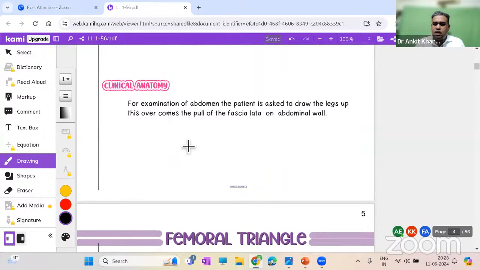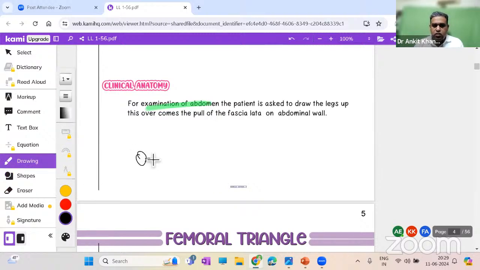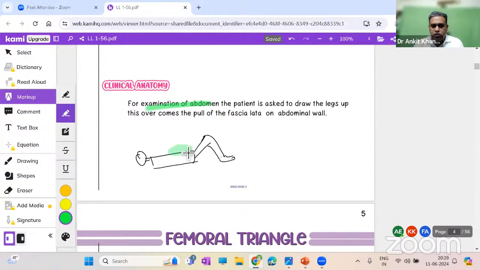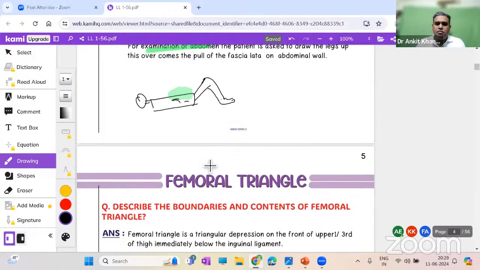Let's see the clinical anatomy of it, and how you're going to test it. You can write that if you want to examine the abdomen, you ask the patient to flex the hip and the knee so that the deep fascia of the thigh is relaxed, and you can easily examine by deep palpation of the abdomen. The person is lying down supine, and you ask the patient to kindly flex the hip and the knee joint so that you can examine this area. Because here you have to do a deep palpation and examine for hepatomegaly, splenomegaly, or all those examination findings that you have to see in the abdomen. That is one important clinical anatomy.